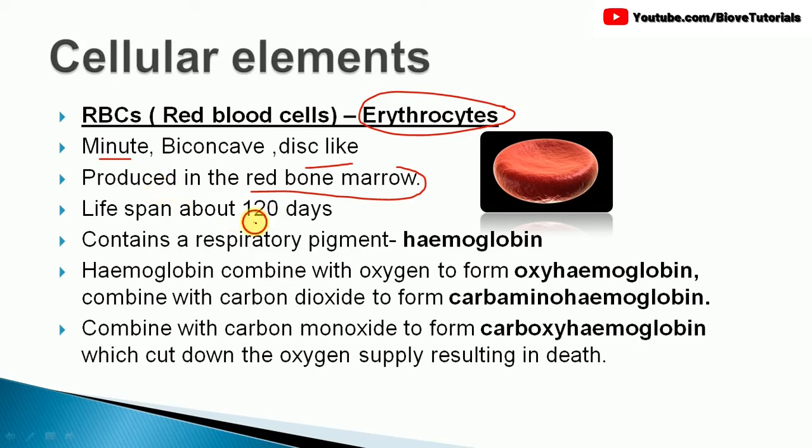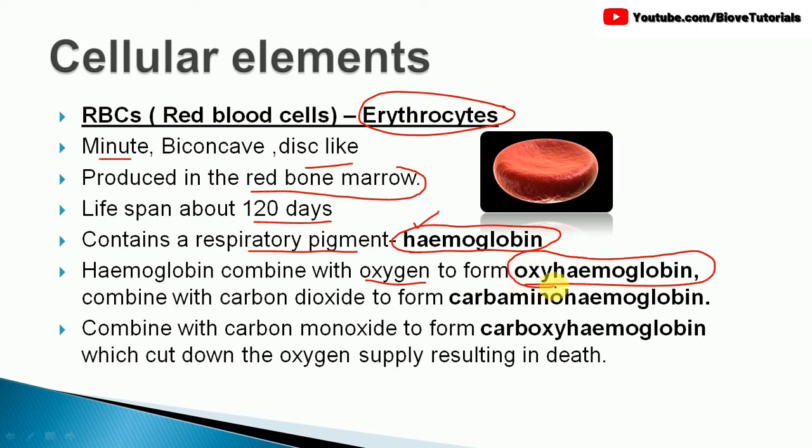The lifespan of RBC is 120 days, and it contains a respiratory pigment. Why are we calling it a respiratory pigment? Because this is responsible for combining with oxygen, so that RBC can carry that oxygen from one place to another. Okay, this particular pigment also gives the red color to the blood. So hemoglobin, when it combines with oxygen, forms oxyhemoglobin, which is an unstable compound.